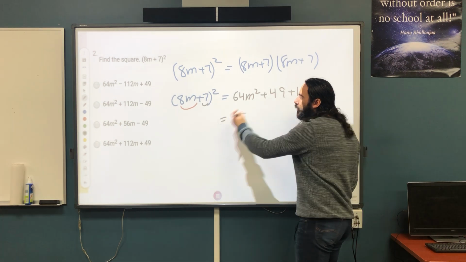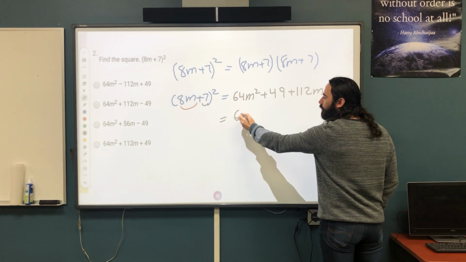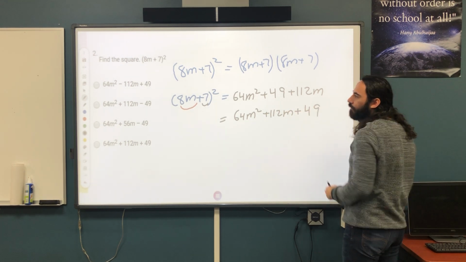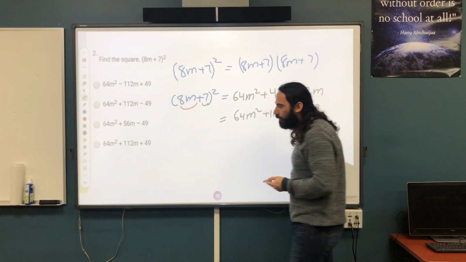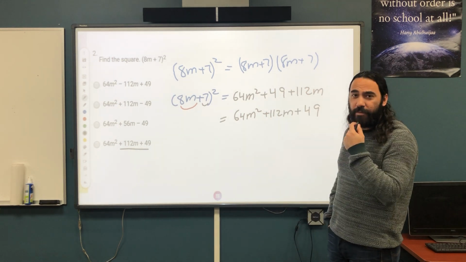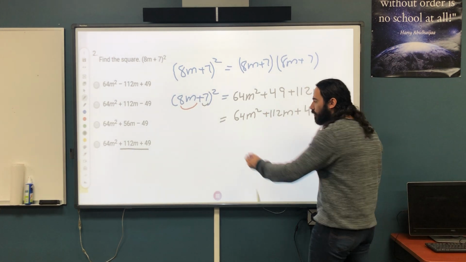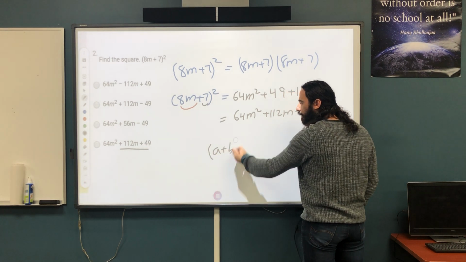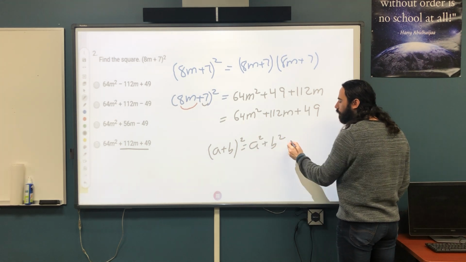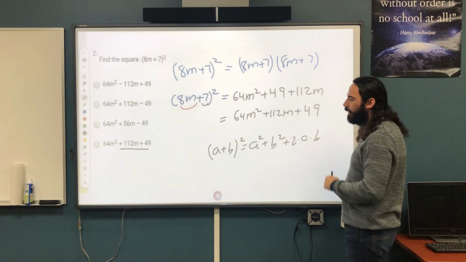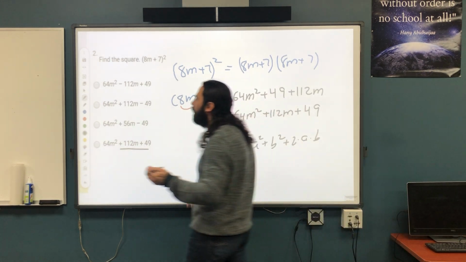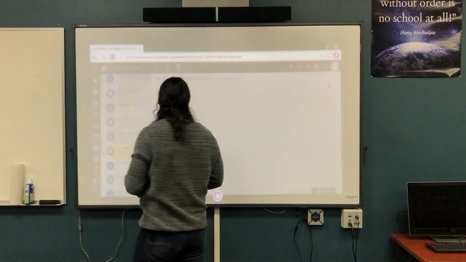Of course, let's put it in standard form. So it's going to be 64m squared plus 112m plus 49. So the answer is the last one, 64m squared plus 112m plus 49. The same thing, we have a polynomial identity, which in this case, when we have a plus b squared, we square the first one, we square the second one, and we multiply 2 times a times b, the way we just did it here. So you can say it's a formula, or you can say that it's just an identity.